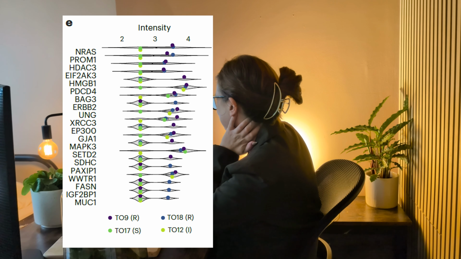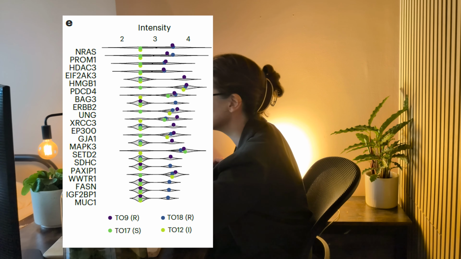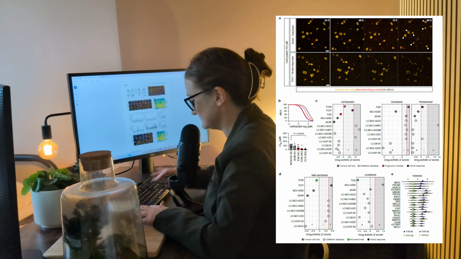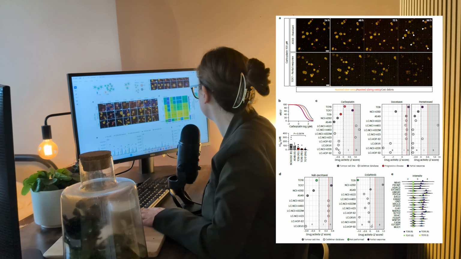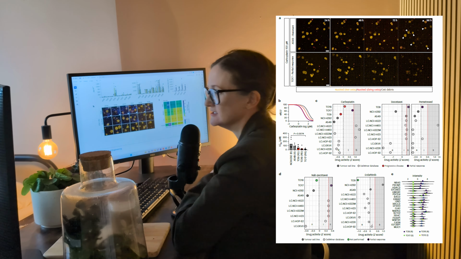Panel E links these functional responses to the proteome, identifying proteins associated with resistance to platinum-based chemotherapy. Together, this figure shows that lung tumouroids do not just resemble patient tumours biologically, but can also predict patient-specific treatment responses. This is the dream.